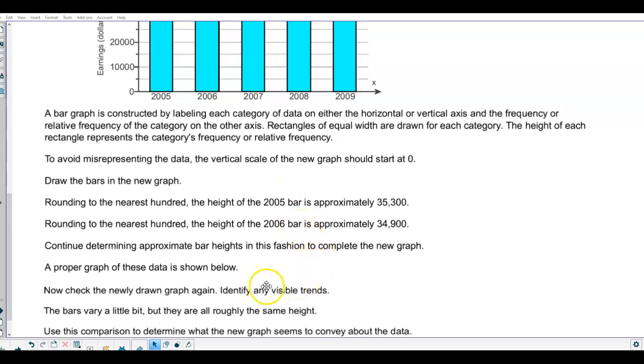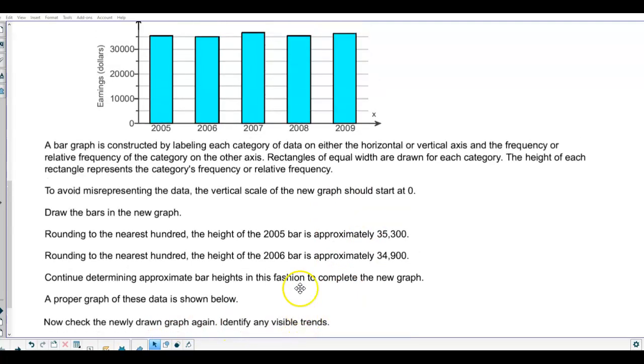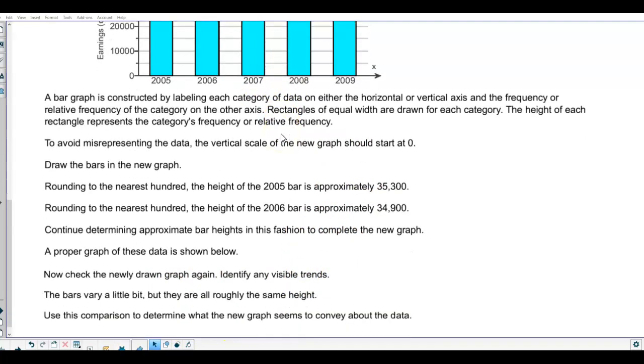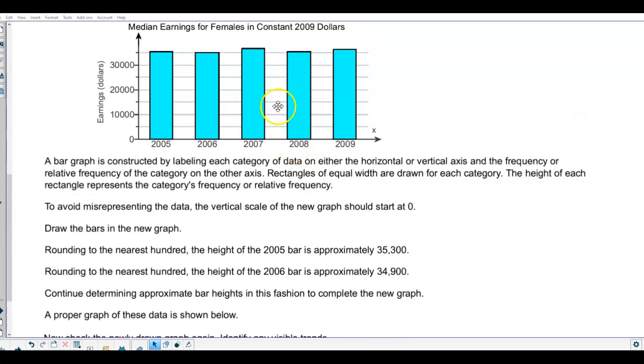And then you're going to check the newly drawn graph again and identify any visible trends. The bars vary a little bit, but they are all roughly the same height. And use this comparison to determine what the new graph seems to convey about the data.